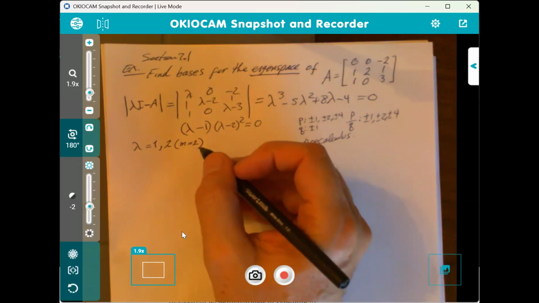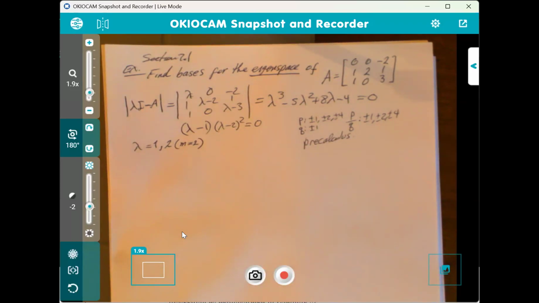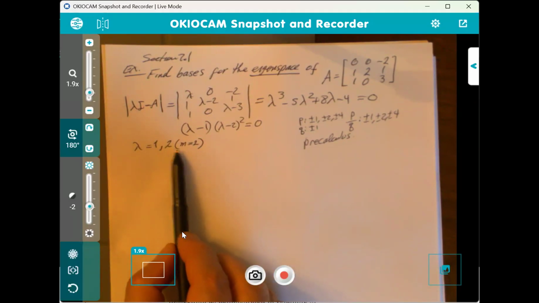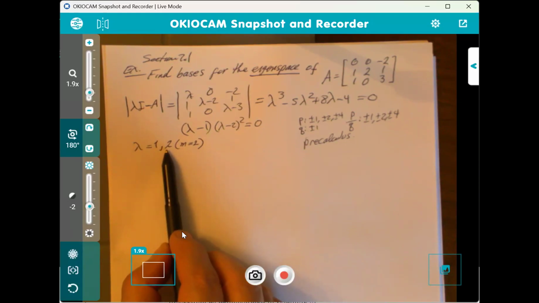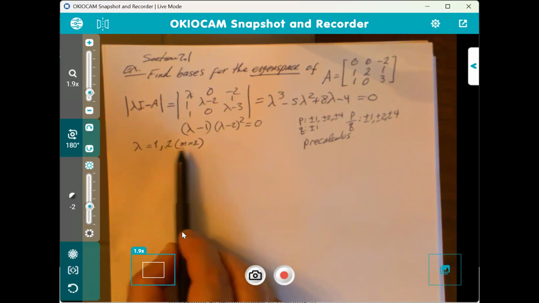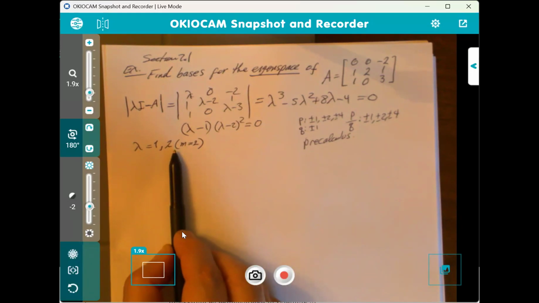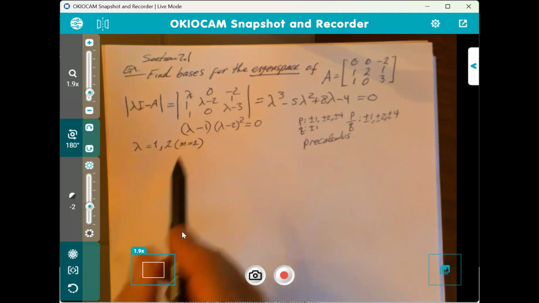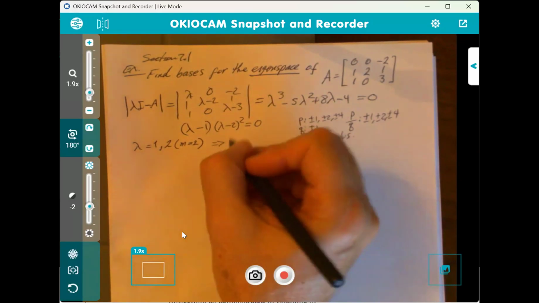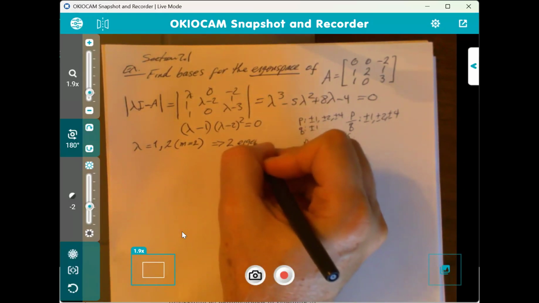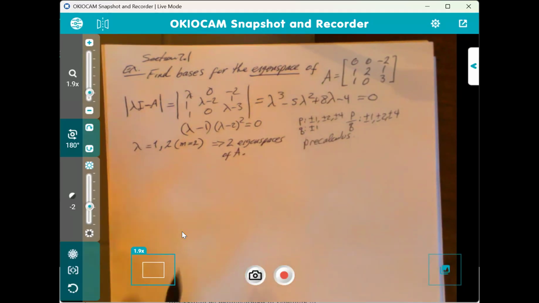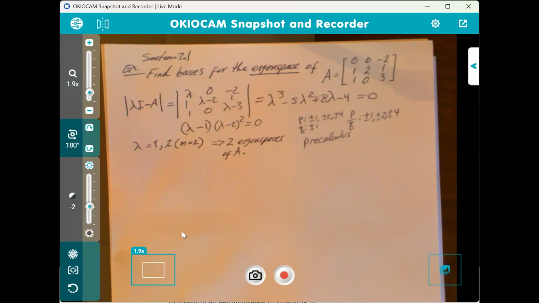And that means this eigenvalue is not distinct. Remember, distinct means different. If you have repeated, they're the same, they're not distinct. So because they're not distinct, we're going to get 2 eigenspaces of matrix A because the multiplicity is 2.